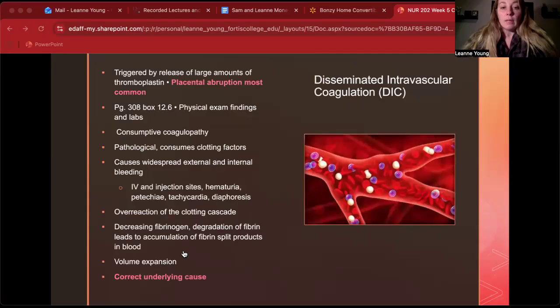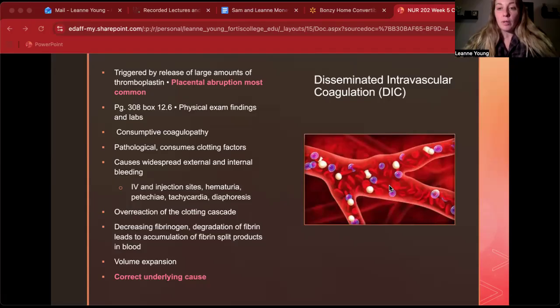Okay, let's move on and talk about disseminated intravascular coagulation, or you guys should have already heard of this. It's called DIC. DIC is an acquired syndrome characterized by intravascular activation of coagulation, which becomes widespread rather than localized and results in excessive clot formation and hemorrhage. So this is never a primary diagnosis.